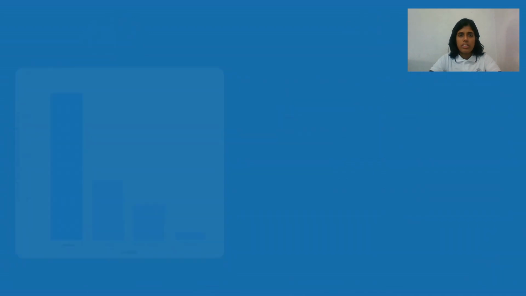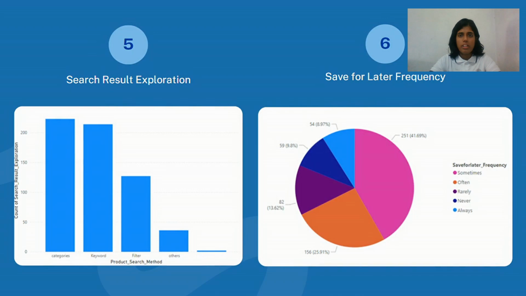To explore the search results exploration, using the fifth bar chart, these findings show that the categories method is the most explored, with a count of 223, comprising 37% of the total search exploration. This suggests that the categories method is effective in helping users to examine the search results in detail. This knowledge can inform Amazon of how to improve their search interfaces and enhance user satisfaction and conversion rates.